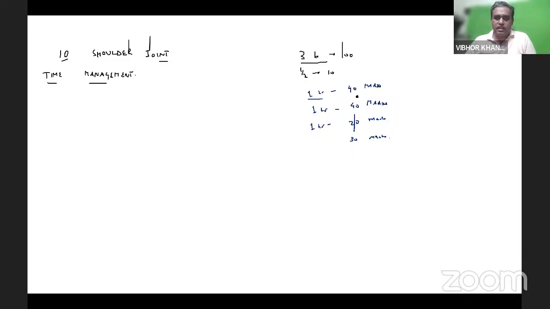So you know that in the first hour, if I have a goal of 40 marks, and the shoulder joint question carries 10 marks, right? This carries how many marks? 10 marks. So how many minutes? You should give 1/4 of the hour, that is 15 minutes, to this question. If you want to expand it, don't go more than 18 or 20 minutes. That is fine. That is the rule over here, right?